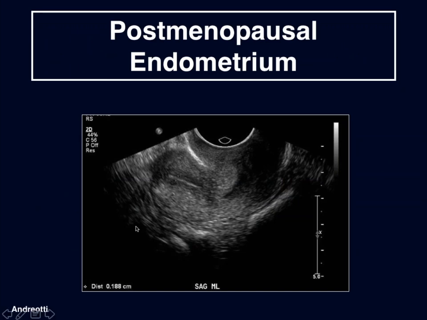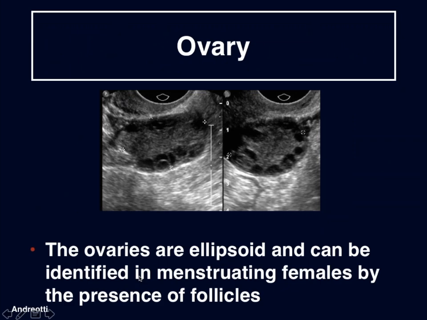So here is an example of a typical appearance of the postmenopausal endometrium, which is extremely thin, like we said, usually less than about 5 millimeters. So moving on to ovaries. These are ellipsoid structures and can be identified in menstruating females by the presence of follicles.